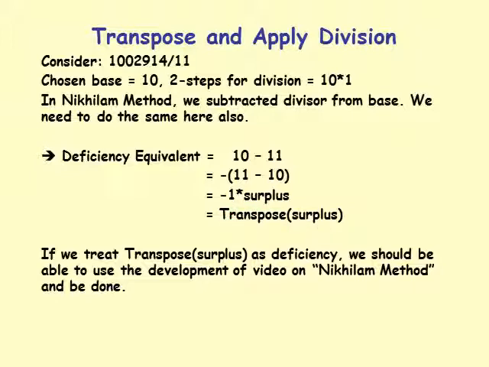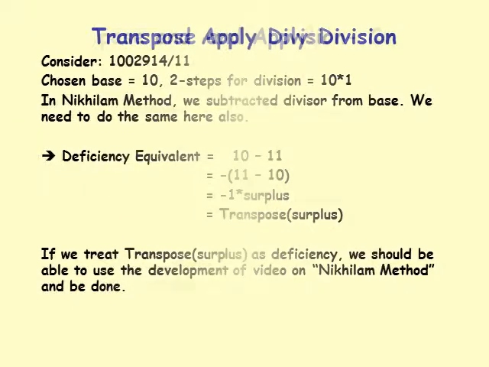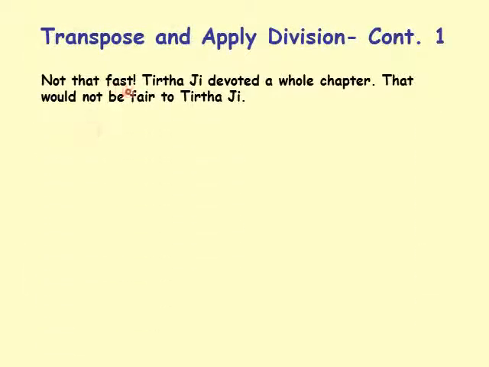Let's continue here. If you treat the transpose of the surplus, this number here, as a deficiency, then we should be able to use the development from the video on Nicholas method and be done. So we got a deficiency. We were using deficiency before. But not that fast. Tirthaji devoted a whole chapter, and that would not be fair to Tirthaji. So we just can't quit.